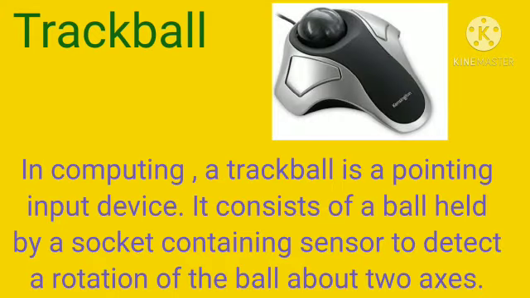In computing, a trackball is a pointing input device. It consists of a ball held by a socket containing sensors to detect a rotation of the ball about two axes. It is like an upside down mouse with a ball that sticks out. The user rolls the ball with the thumb, fingers, or the palm of the hand to move a cursor. The trackball is a pointing device that is much like an inverted mouse.